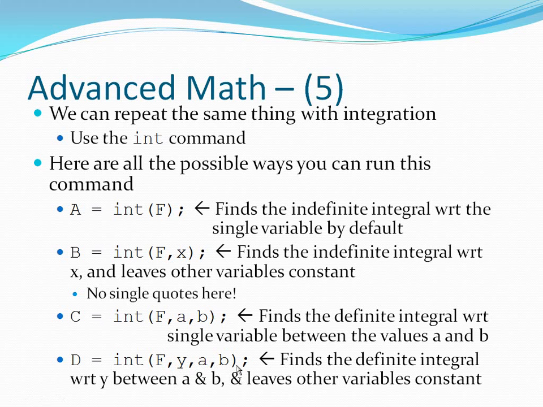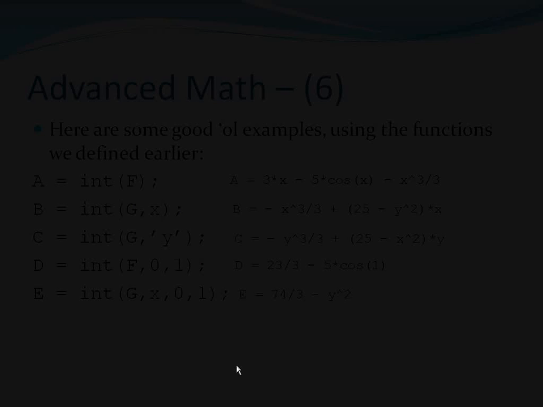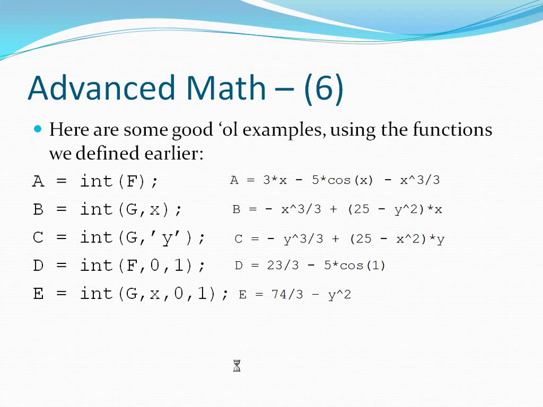So when you run this function, whatever variable is left that you didn't specify, it just treats as a constant. Here are some good examples using the functions that we defined earlier. If you integrate the function f with respect to x, it'll integrate all the terms, and then you pretty much get that. Our original function was 5 sin x minus x squared plus 3. So it'll integrate, and that's what you get.